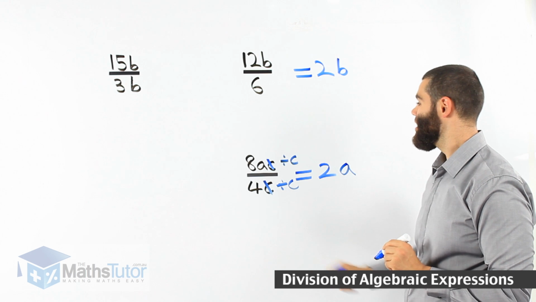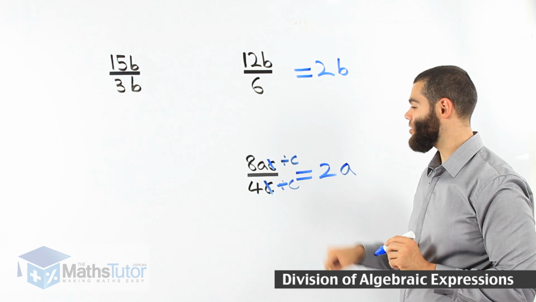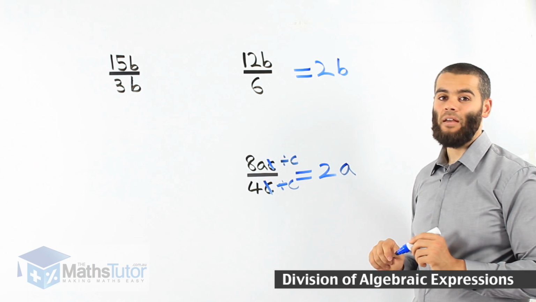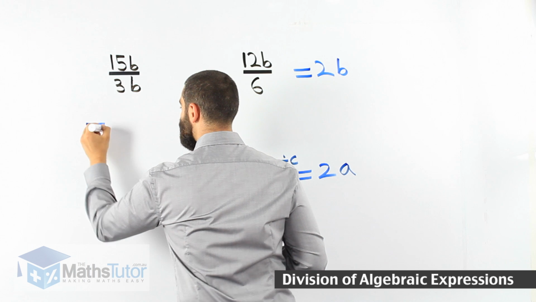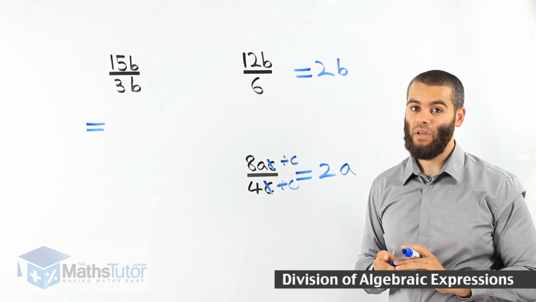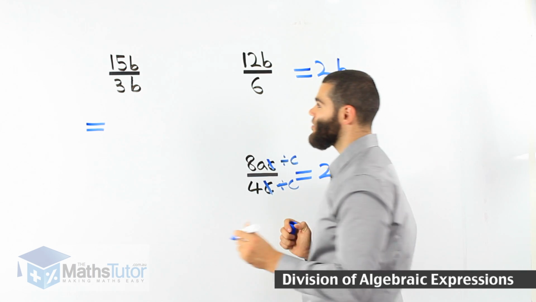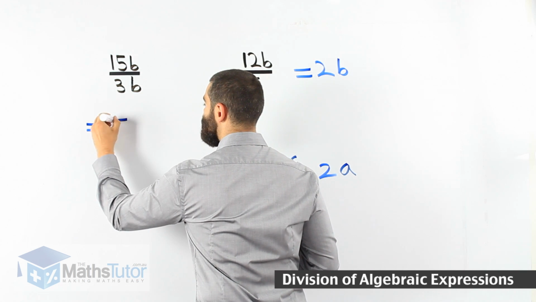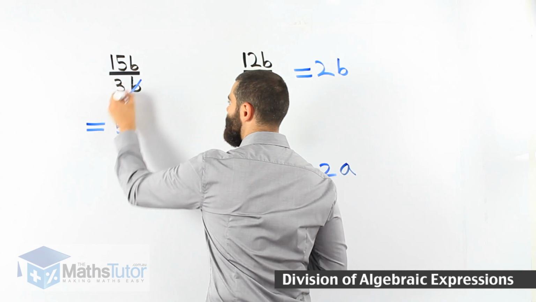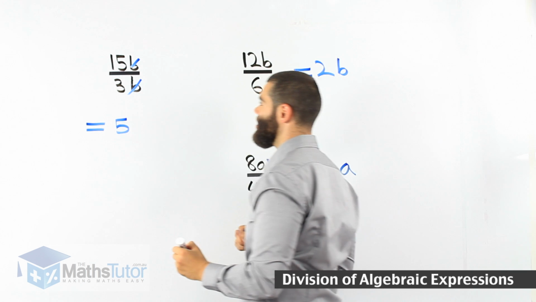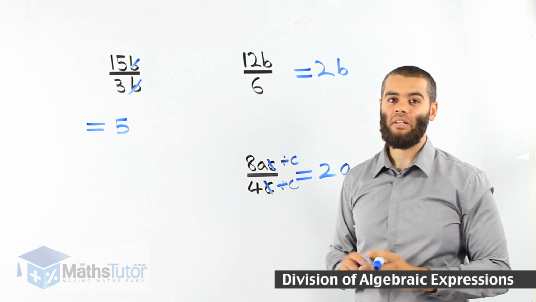Very important that you look carefully. 8 divided by 4 is 2. The c's cancel out because one is on top and the other one is on the bottom. And a is there. Let's do another one. 15b divided by 3b. Okay, we do the numerals first. 15 divided by 3 is 5. And we have a b on top and a b on the bottom. They cancel each other out. Bye-bye, see you later. 15 divided by 3 is 5 and the b's go. Our answer is simply 5.